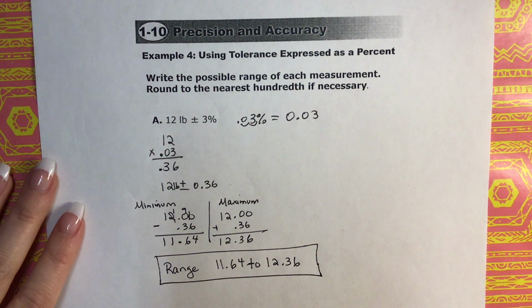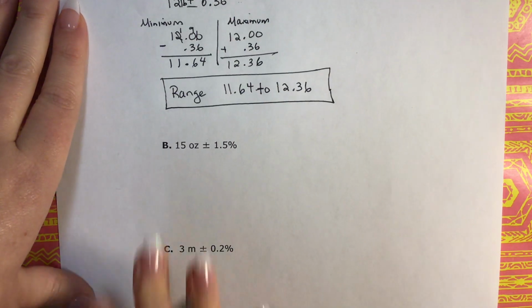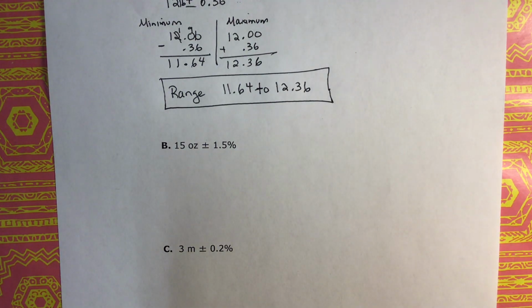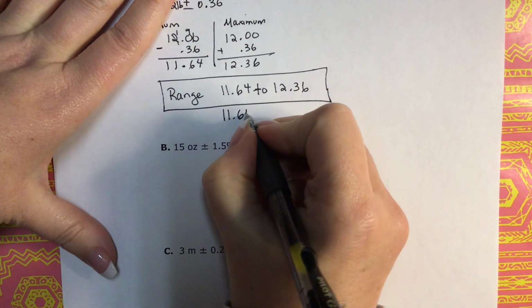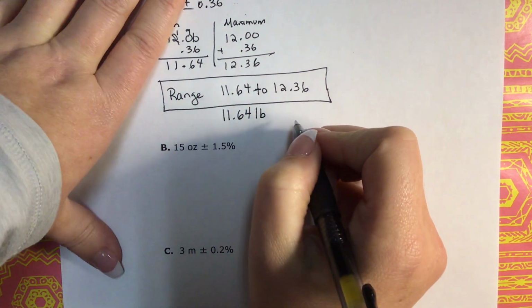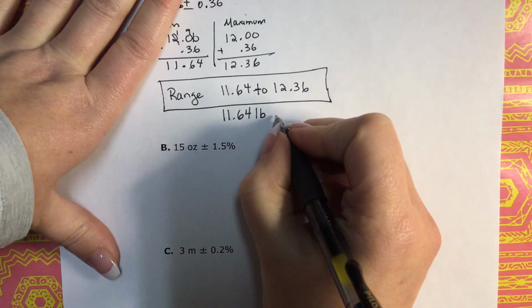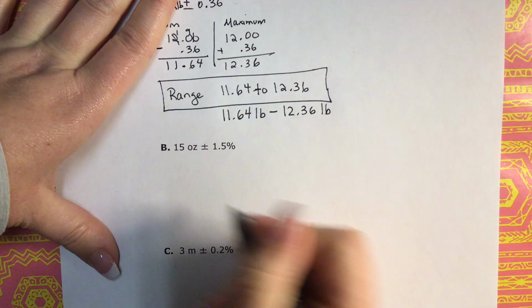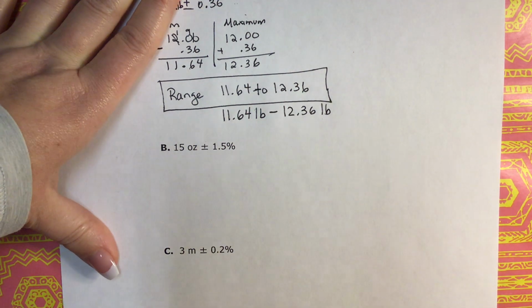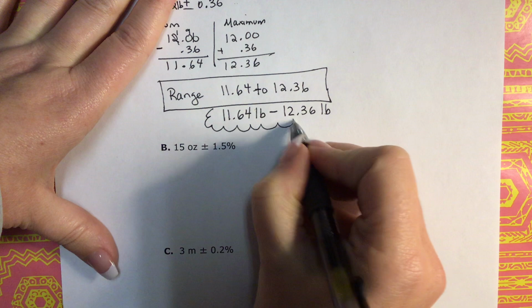All right, let's go ahead and look at the next example. 15 ounces plus or minus 1.5%. The first thing we have to do is figure out what 1.5% is. Oh, you know what I didn't do for the last one? I need to put the units. So it would actually be 11.64 pounds to 12.36 pounds, like that. All right, so that's what the answer would look like.